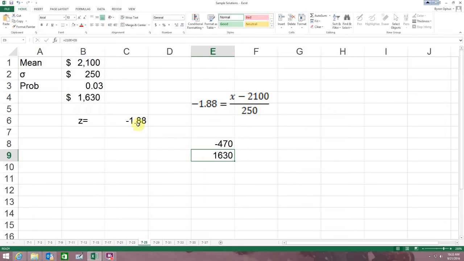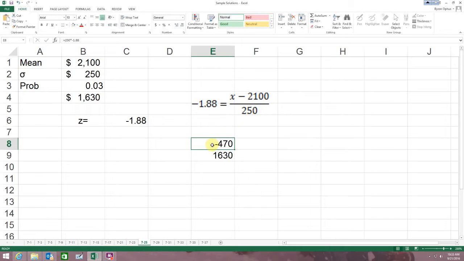So let's put that there, and remember this formula. We did this before, right? That our z is equal to our x minus our mean divided by our standard deviation. And so this is just to show you that we can work this a little bit backwards. I've put in the numbers, and I've said that my z is equal to minus 1.88. Okay, and that's equal to my x, which I don't know, minus my 2100 divided by my 250.